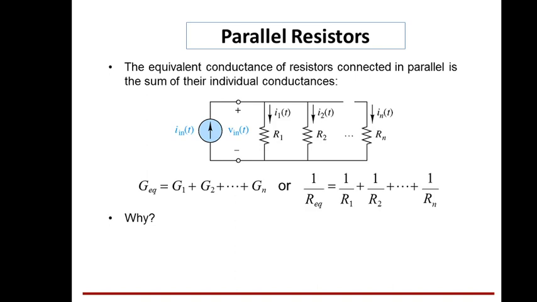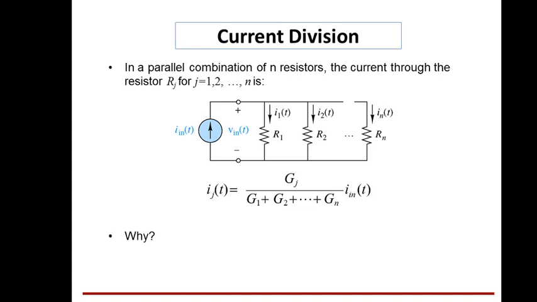How do we find those currents? In general, Ij of t, for j equal to 1, 2 and so on, is equal to Gj by G1 plus G2 and so on, that is, the total value G equivalent, into I_N. We are taking this in terms of conductance. That is the value.